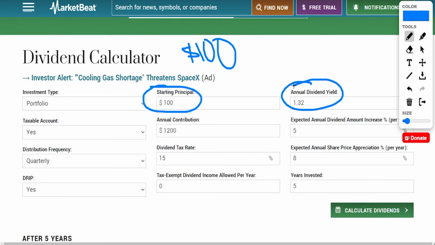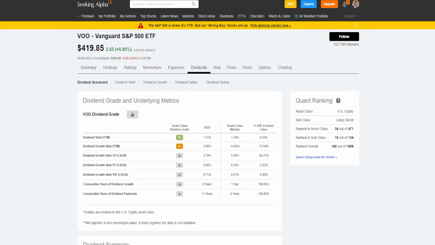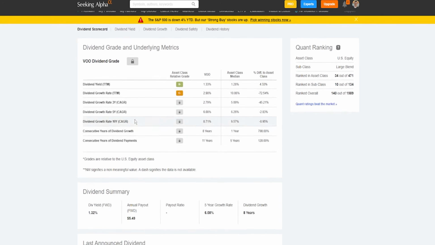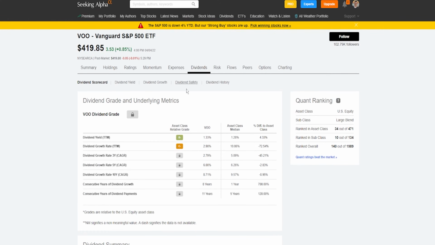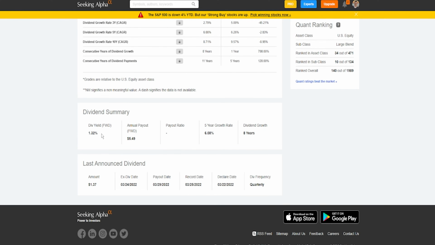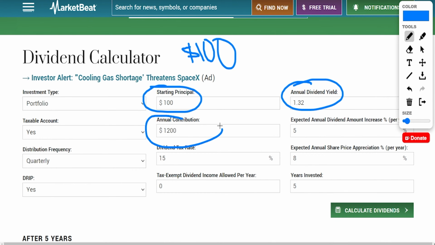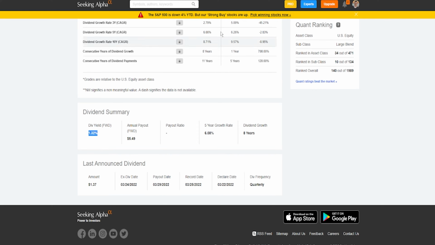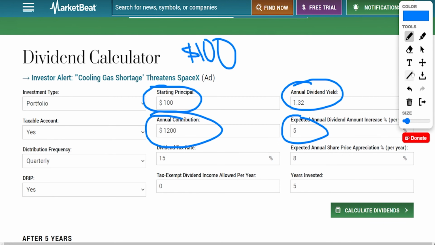We're going to do an annual dividend yield of 1.32, and I'm getting this information from seekingalpha.com. We're looking at VOO for this example, and their current dividend yield is 1.32. And then we're going to be doing an annual contribution of $1,200, which is, of course, $100 a month. Expected annual dividend increase, I put 5%. This one is actually 6.08, so I'm going to change that real quick.